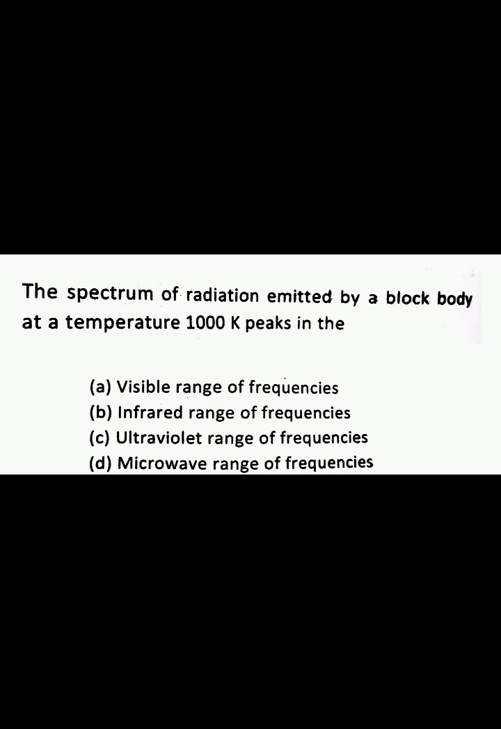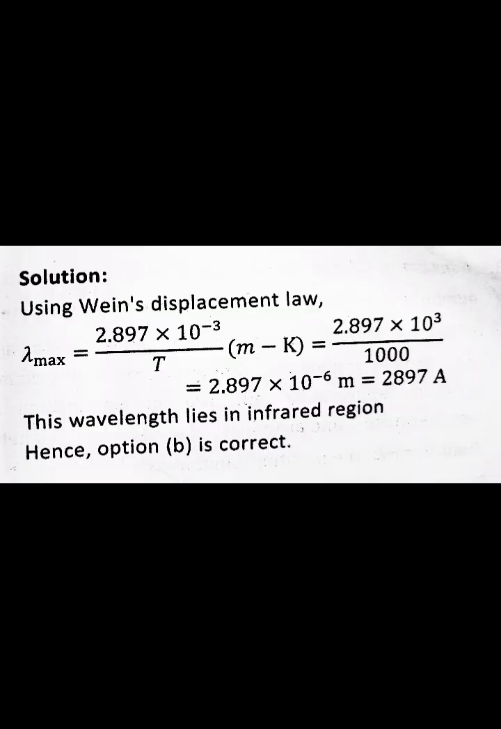The next question is, the spectrum of radiation emitted by a black body at a temperature 1000 Kelvin peaks in the dash. By Wien's displacement law, lambda max is equal to 2.897 into 10 power minus 3 divided by T, and this is equal to 2.897 into 10 power minus 3 divided by 1000, and this is equal to 2.897 into 10 power minus 6 meter, and this is equal to 28970 Angstrom. That is, the wavelength lies in the infrared region. So the answer is option B.